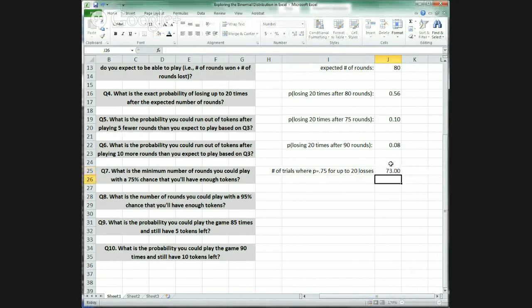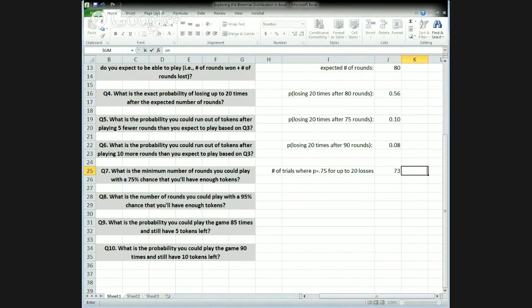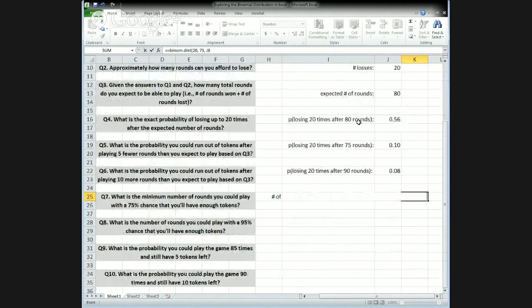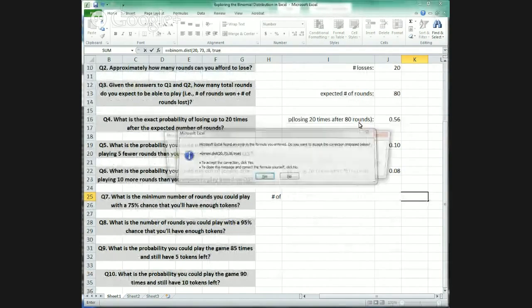So 73 is going to be our answer for the number of trials where p equals 0.75 for up to 20 losses. Next to this, I'm just going to put what I did to calculate this: binom.dist, 20, comma, 73, comma, probability of losing is still 0.25, comma, true.